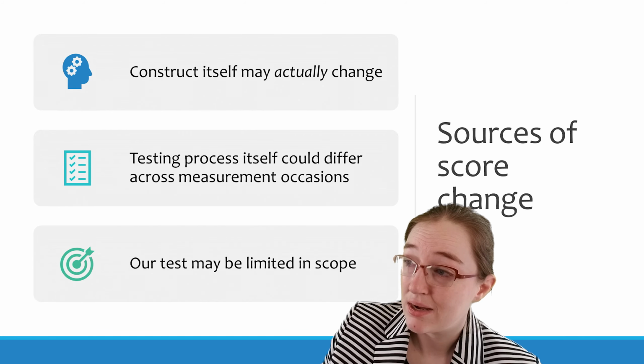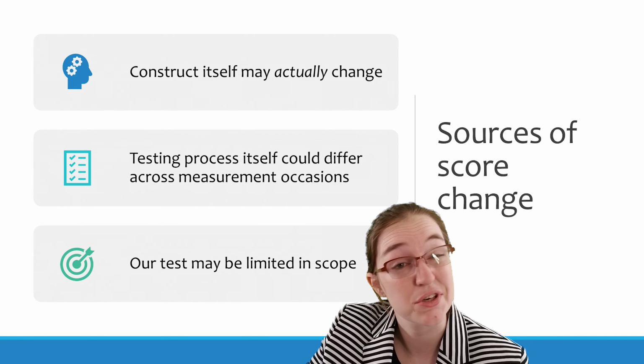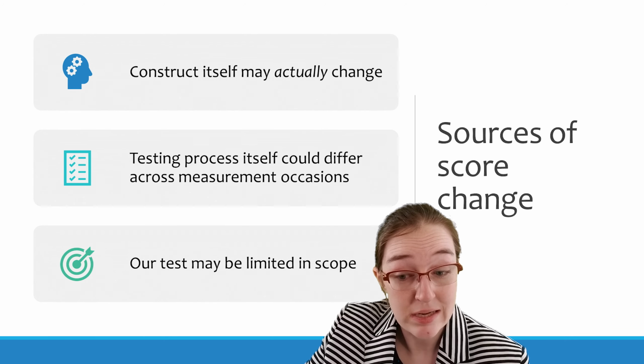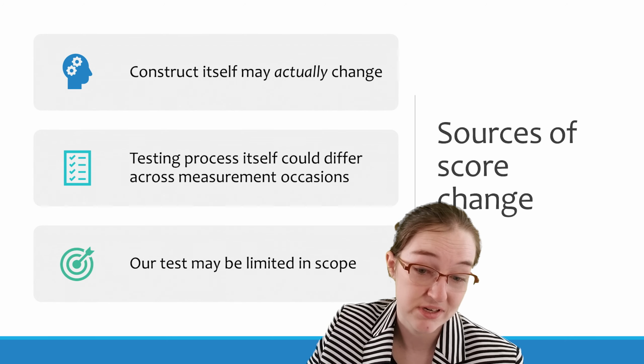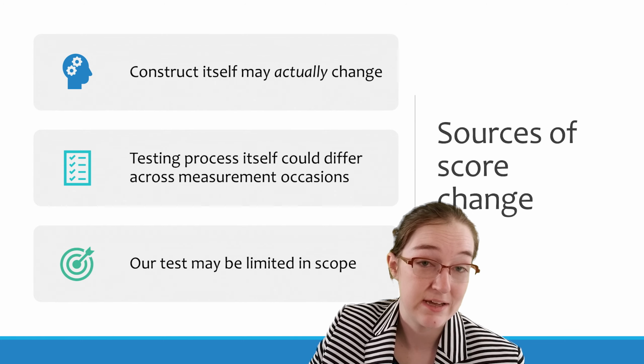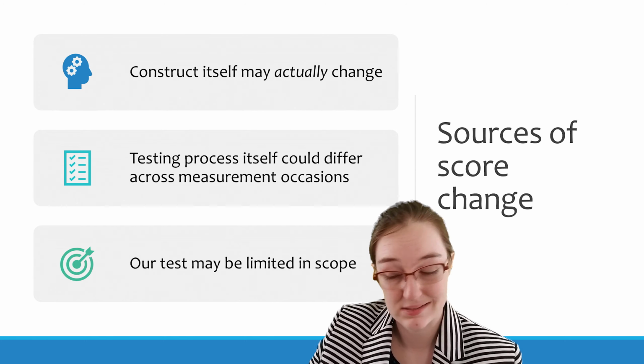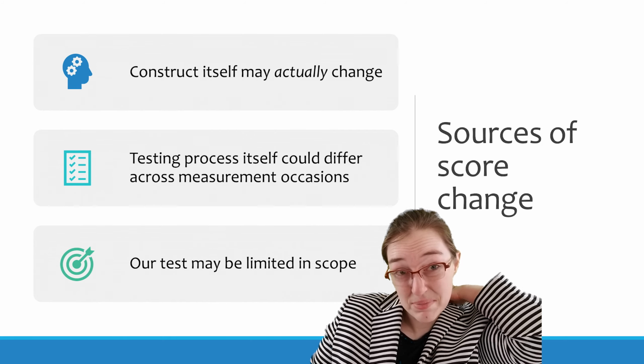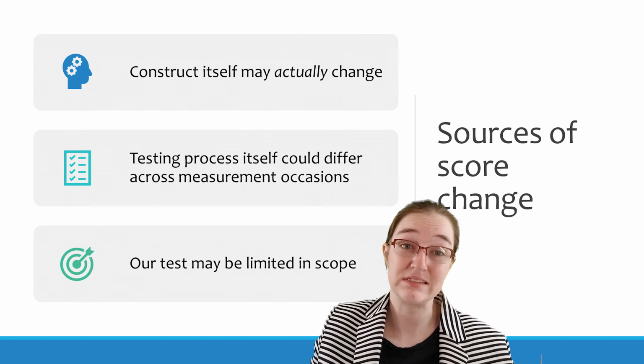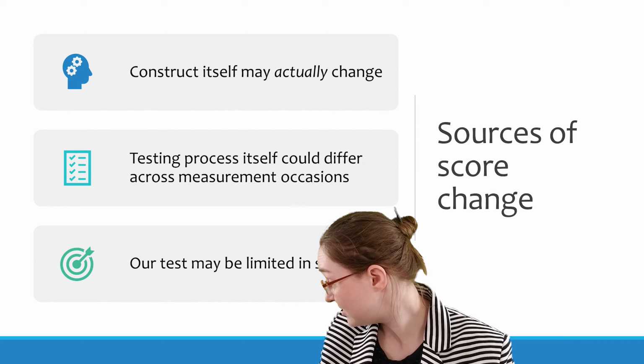Number two, the testing process itself could differ across measurement occasions. Say there's a strong cross breeze on one day in our archery contest, but not the next. And we actually see this a lot in the Olympics, where it's kind of luck where you end up.